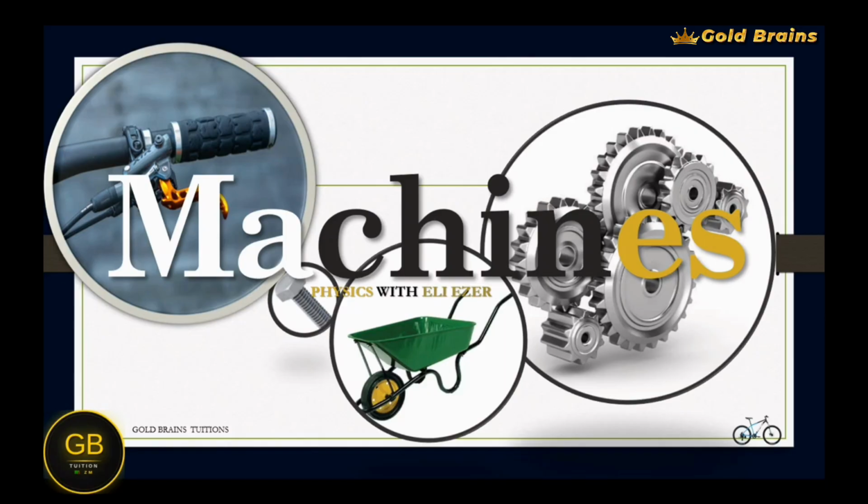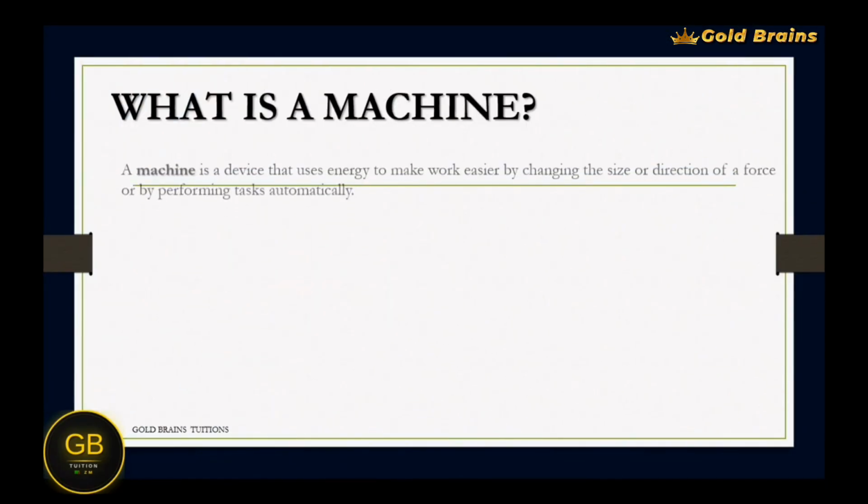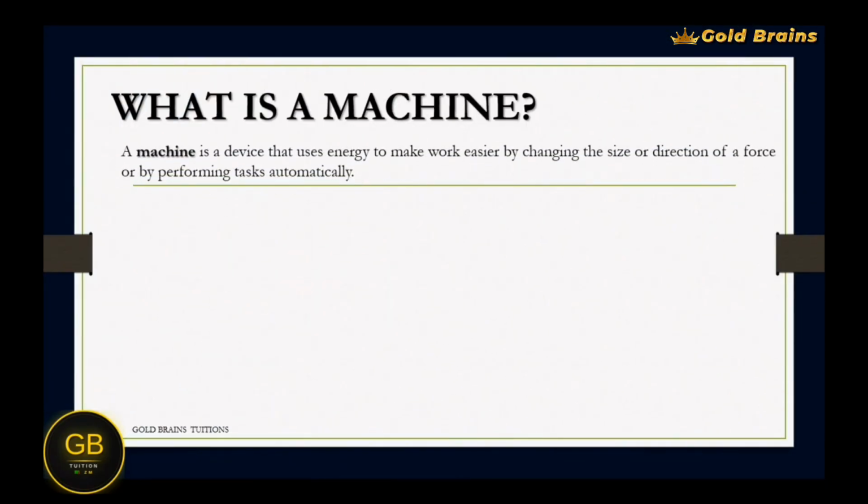What is a machine? A machine is simply a device that uses energy to make work easier by changing the size or direction of a force or performing tasks automatically. And I'm sure you've seen something there. We have types. Before we can talk of any types of machines we know, it's important that we know the types of what? Of machines we have. What are these types? There are two types of machines: simple machines and compound machines.